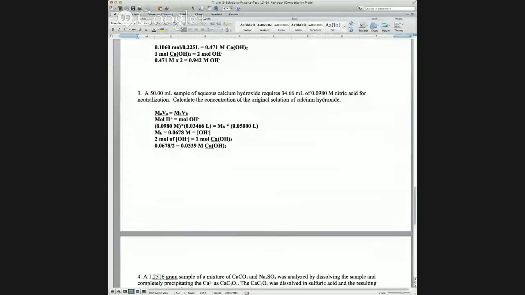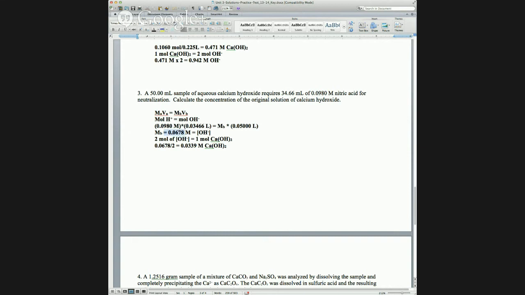Response number 3. Okay. So a 500 milliliter sample of aqueous calcium hydroxide requires 34.66 milliliters of 0.0980 molar nitric acid for neutralization. Calculate the concentration of the original solution of calcium hydroxide. So it's MAVA equals MBVB, which is moles of H plus equals moles of OH minus. And we're looking for calcium hydroxide, which is the base. So when you solve this initially by plugging in all of your acid-base values, you find the molarity of the OH minus is 0.0678.